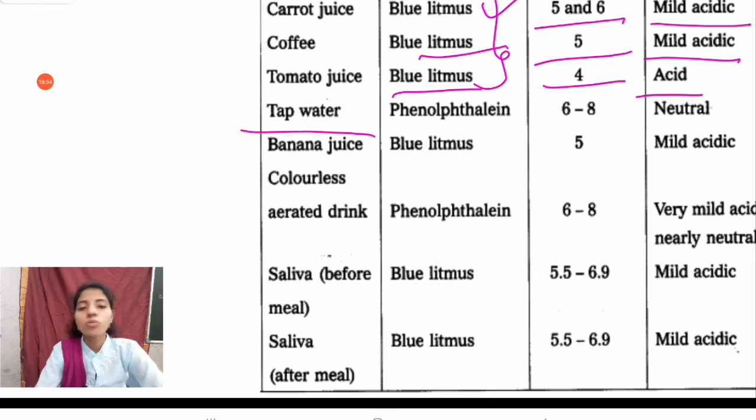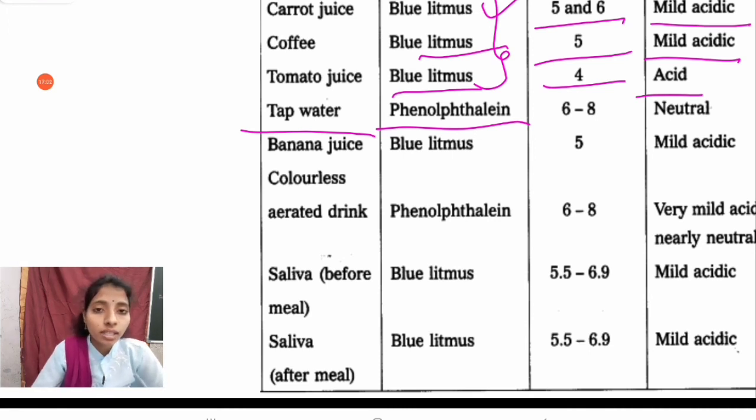And next, tap water. Here we will use the phenolphthalein indicator. The phenolphthalein indicator may show somewhat orange or yellow color. That means the nature of the solution is neutral. Yes, we know between 6 to 8, in between those two, 7 is there. So with 7 the solution is neutral. That means it will give the green color, right? So that's why we can say this is neutral.